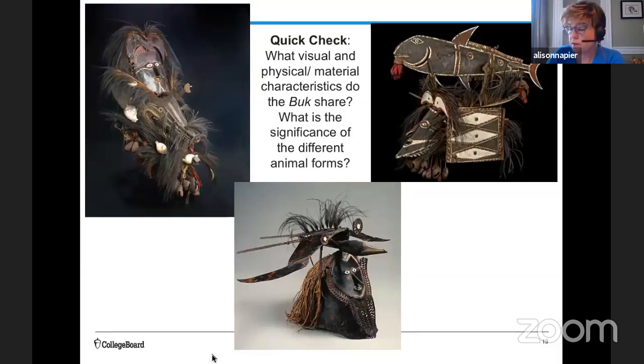So, a quick check for understanding. What I want you to do is maybe look at all three of these masks together now and think about the visual and physical material characteristics that they share. And then remind yourself what the different animals might mean. I'm going to give you about a minute to think this over, maybe take some notes or jot something down. You might want to just look very carefully and see what commonalities you have, what's similar, what's different.